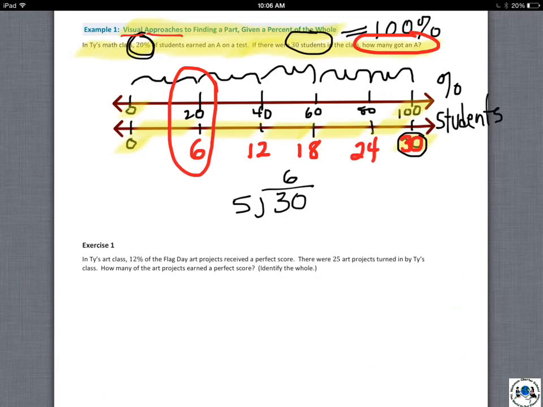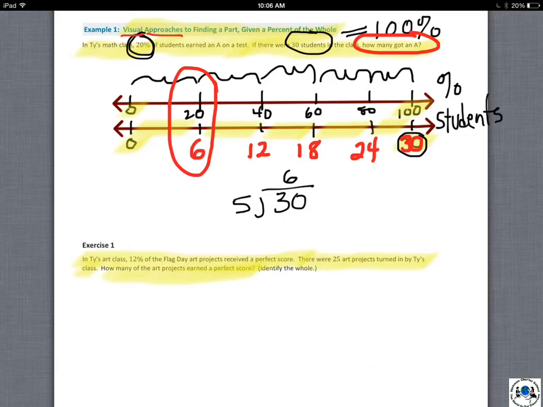So anyway, let's go ahead to exercise 1. I'd like you to give this a whirl. Try to do it visually like this, a visual approach, just to practice. It's good to practice with varying approaches. So let's read it here. In Ty's art class, 12% of the Flag Day art projects received a perfect score. There were 24 art projects turned in by Ty's class. How many of these art projects received a perfect score?